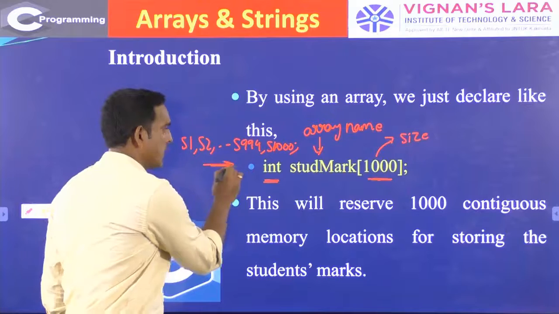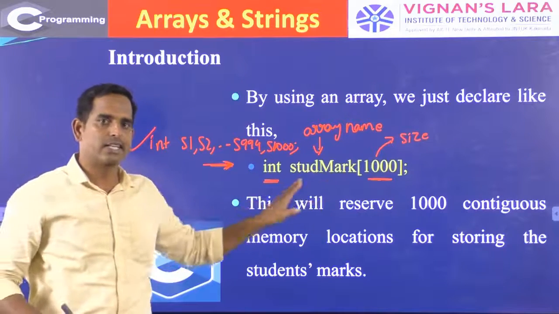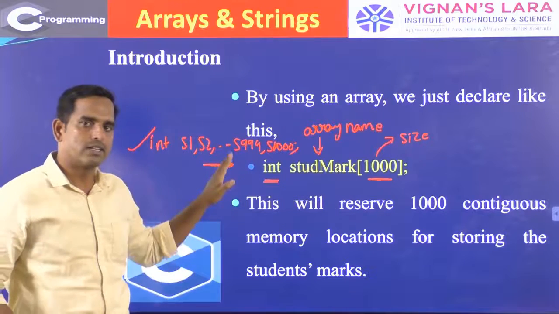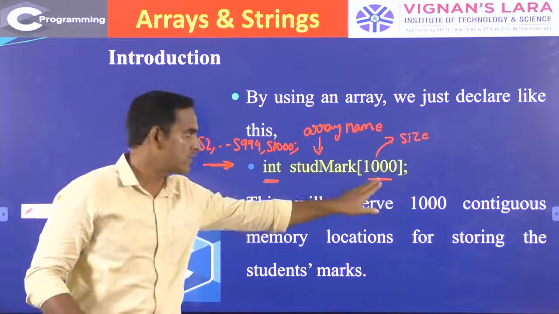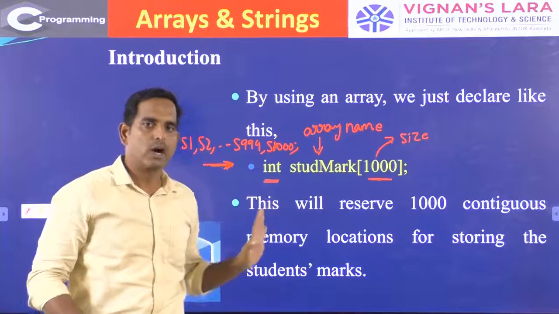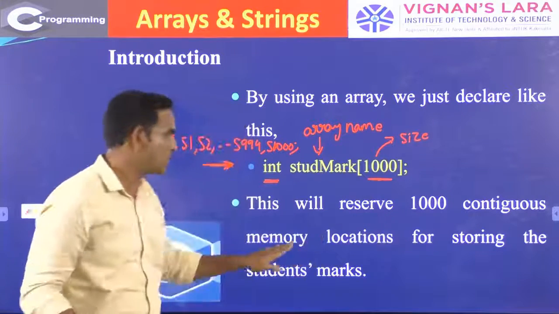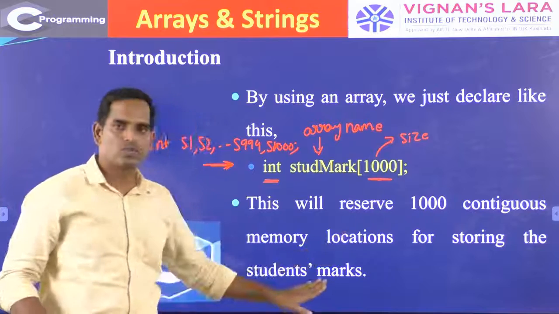But if you use an array, you can have a single statement and tell that that is the student marks you are going to store, and you are going to store integer values, and you are going to store 1000 different values in the program. So this will reserve 1000 continuous memory locations for storing the student marks.